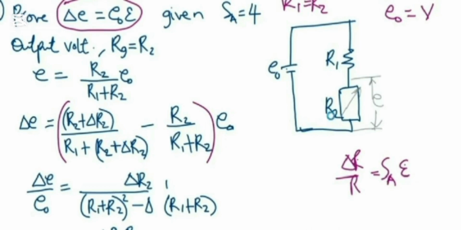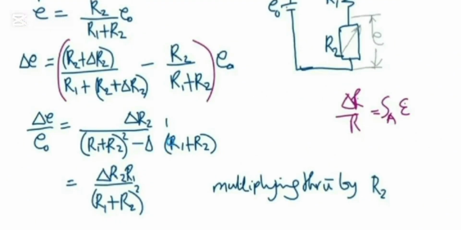Already we know the initial strain gauge, which is R2. And then the final is going to be what? R2 plus change in R2. And this is going to be the same. This is the initial, and this is the final. And then you come here, simplify your equation. Here is going to be change in R2, and here is going to be change in R2, R1.